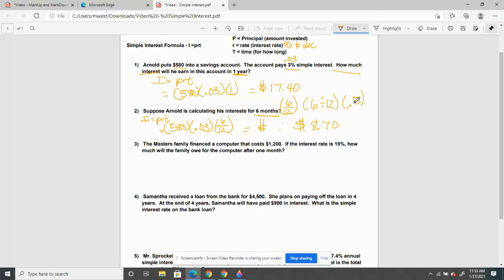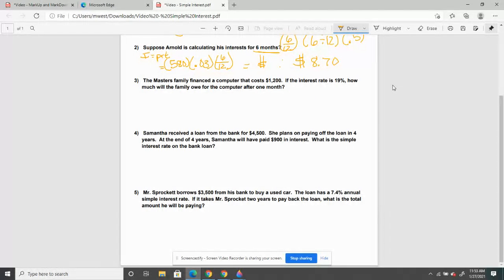Okay, now down here in number 3, the Masters family financed a computer for $1,200. The interest rate is 19%. How much will the family owe for the computer after 1 month? So in this problem, you're going to add the amount plus the interest. So watch this one. We've got I equals PRT. All right, the principal is $1,200. The rate at 19% is 0.19. Change it to a decimal. And we've got 1 month. So we're going to put 1 over 12.